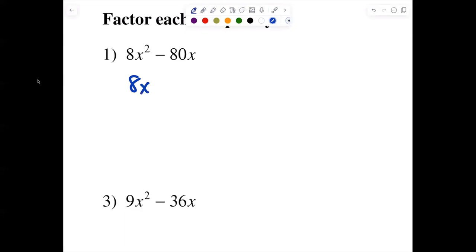There's a common X. Now, I used to teach my kids buckets. Here's a bucket. Here's a bucket. What's in this bucket? 8 times 1 and X times X. What's in this bucket? 8 times 10 times X. What's common in each bucket? There's a common 8. And there's a common what? X. That's how I used to teach it.